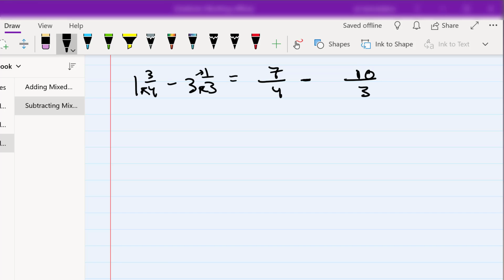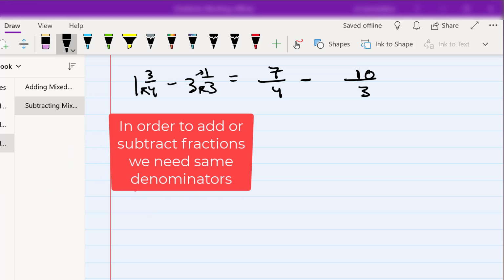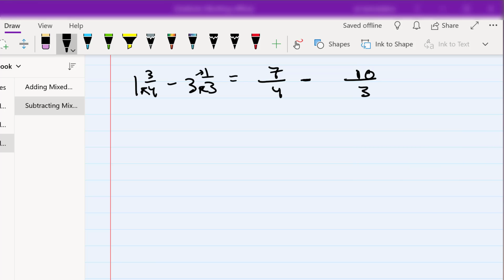However, now we have two different denominators. In order to add or subtract these two fractions, we need the same denominators. To do this, we need a lowest common denominator. We look at the largest number, which is 4, and then we start writing multiples of 4. So 4, 8, 12. We stop when both numbers 4 and 3 go into 12.